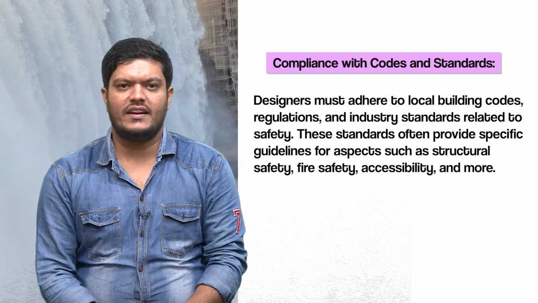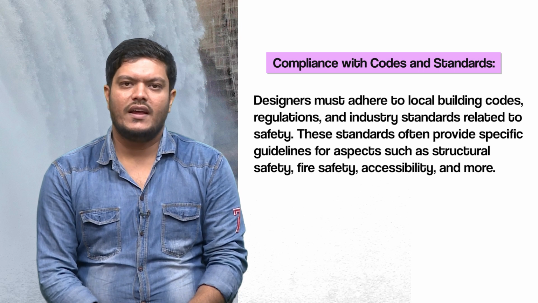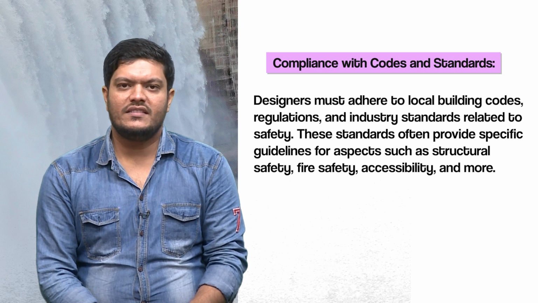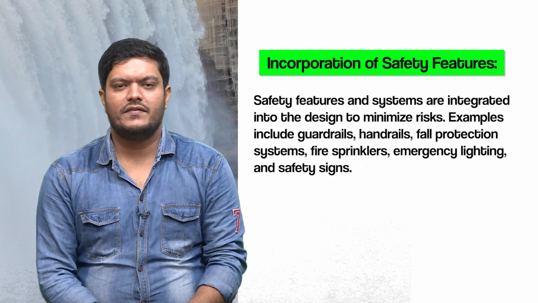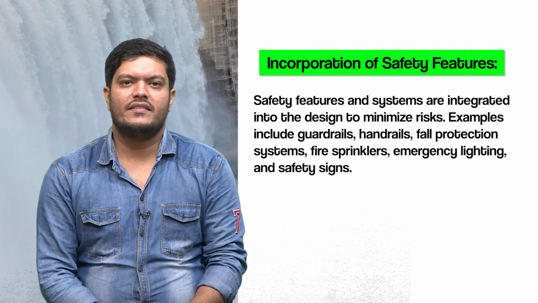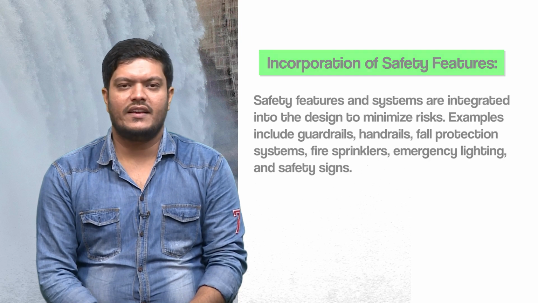Compliance with codes and standards. Designers must adhere to local building codes, regulations and industry safety standards related to safety. These standards often provide specific guidelines for aspects such as structural safety, fire safety, accessibility and more. Incorporation of safety features. Safety features and systems are integrated into the design to minimize risk. Examples include guardrails, handrails, fall protection systems, fire sprinklers, emergency lighting and safety signs.